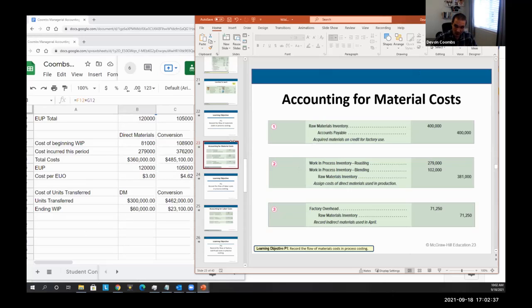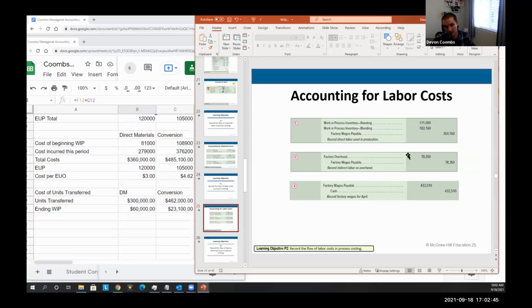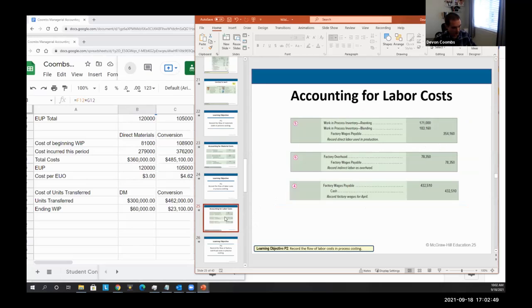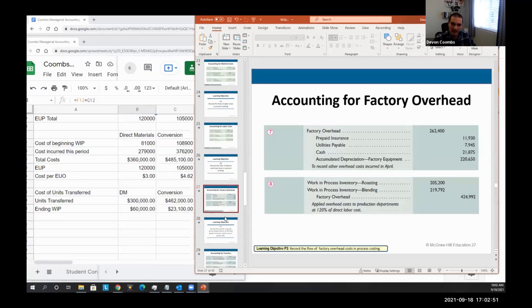So here, the material costs, right? We're crediting the related costs to apply it to our raw materials inventory. For labor costs, we're crediting our payables and moving them to our materials inventory. And then in our factory overhead, we're crediting our different factory overhead accounts and moving them to our inventory, ultimately.